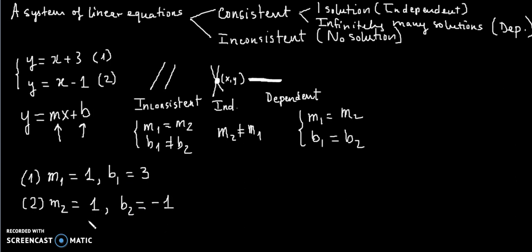So which type of system is it? Same slope, different y-intercept, so we can conclude this is inconsistent. Look, without having to solve the equations, we can tell immediately whether the system has a solution or not. So this has no solution.